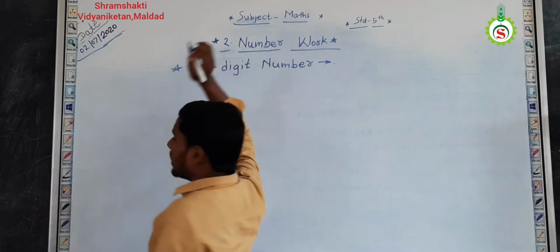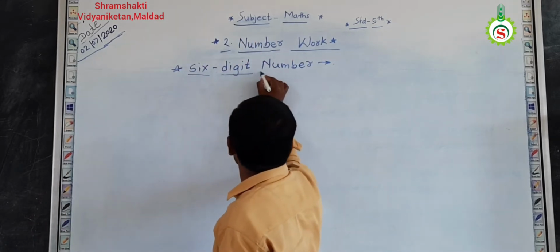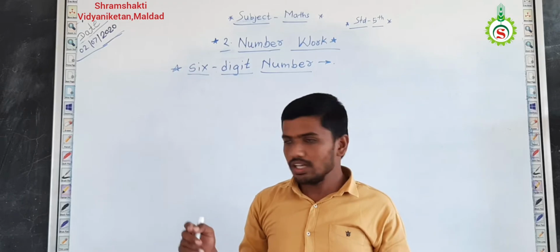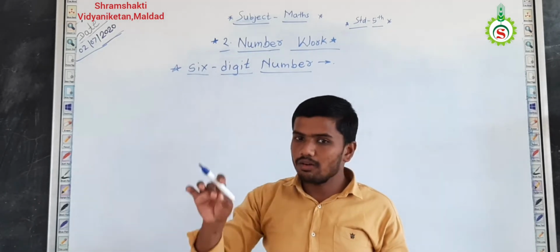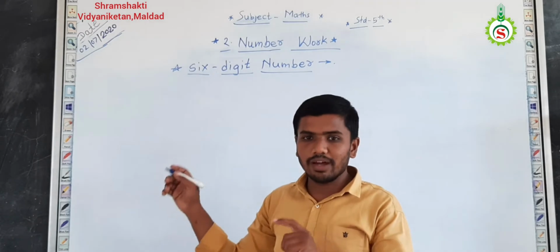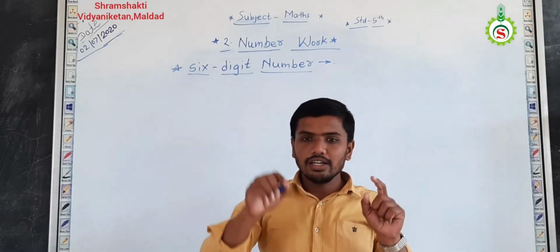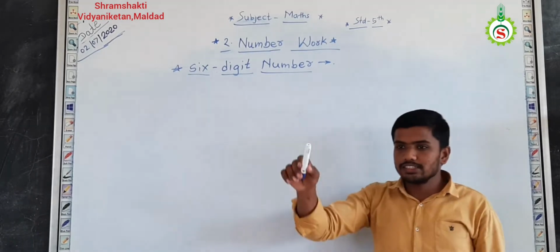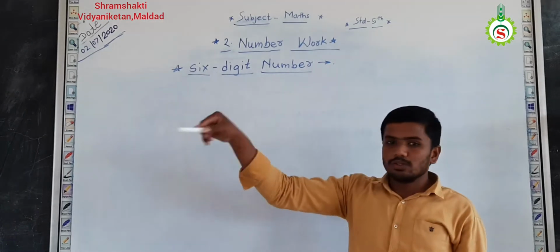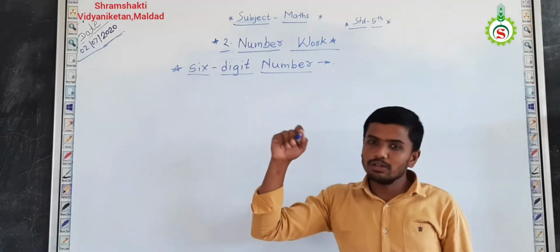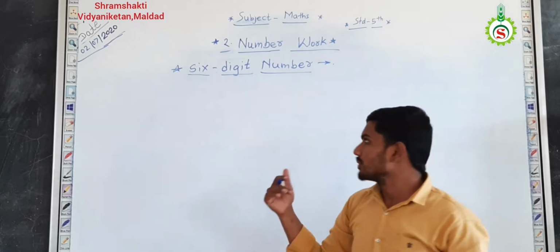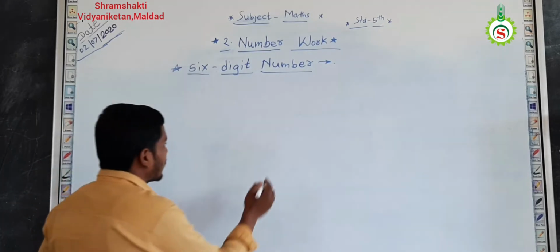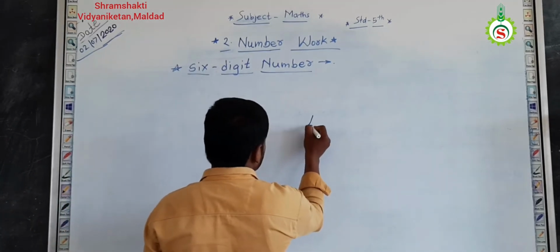In the last lecture, I also gave the homework regarding single, 2, 3, 4-digit and 5-digit numbers. You have to take 10 examples of each, that means 2-digit, 3-digit, 4-digit, 5-digit numbers, and you have to write those numbers into figures and also into words. Now, in today's lecture, we will see how to write 6-digit numbers into figures and into words.